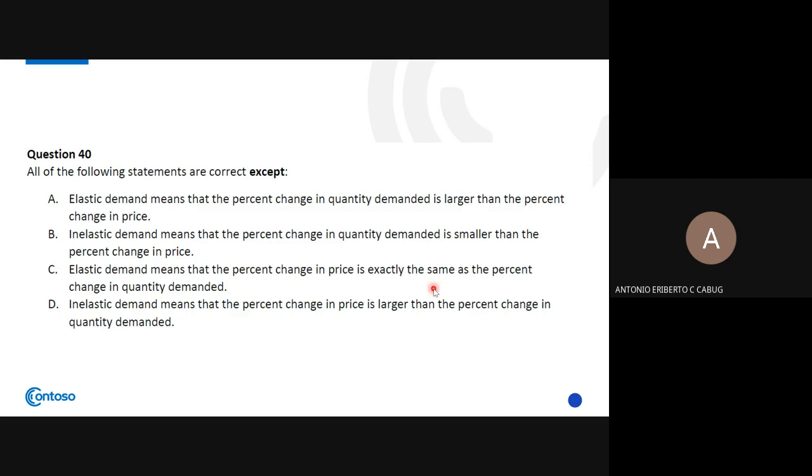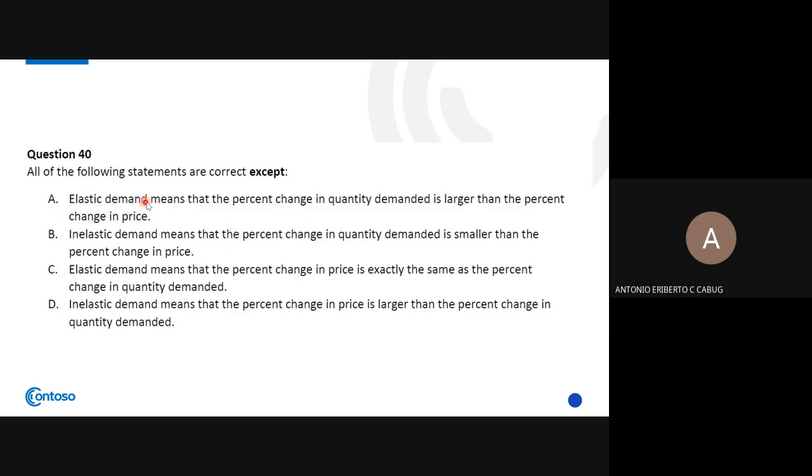Okay? Which of the following is the incorrect statement? Hanapin natin dito yung exception sa mga correct statements. Everyone, please answer. Enter now.